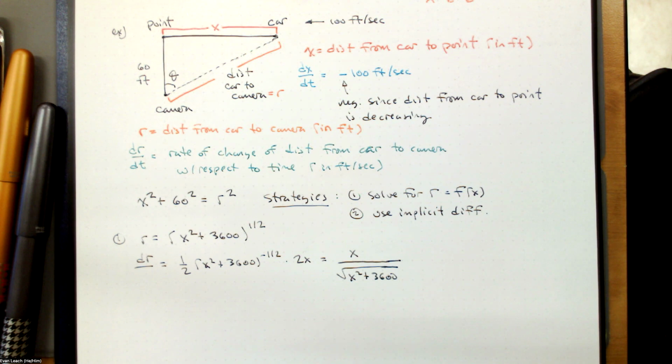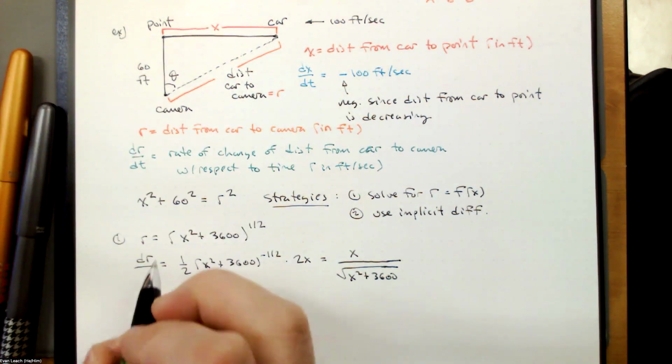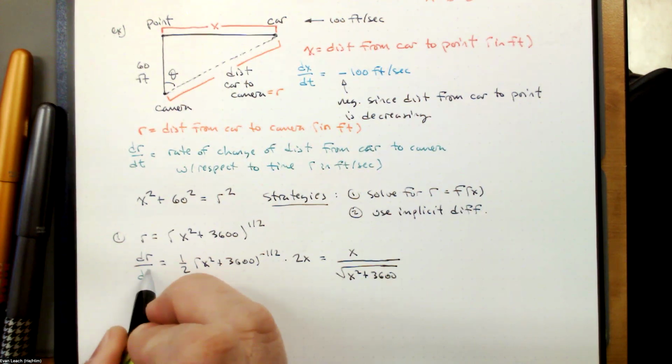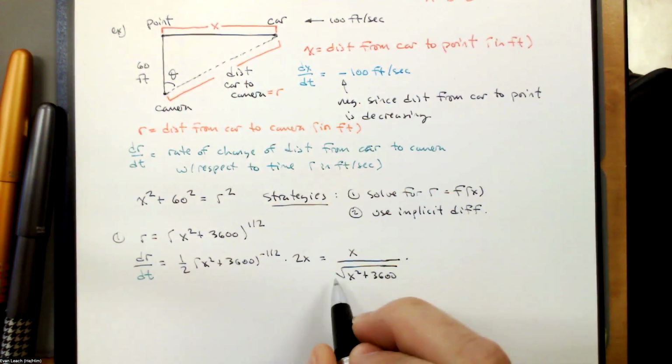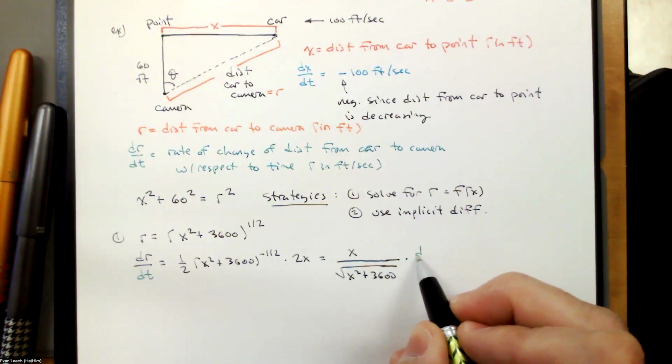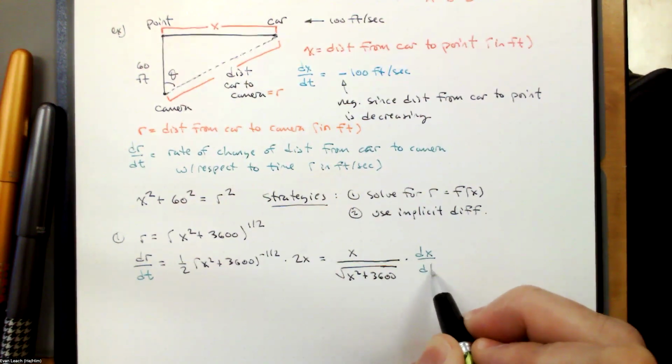This is the derivative of r with respect to x. But we're not interested in the derivative of r with respect to x. We're interested in the derivative of r with respect to t. So if I want the derivative of r with respect to t, the chain rule says multiply dr dx by dx dt.